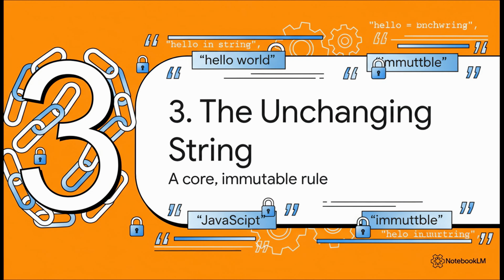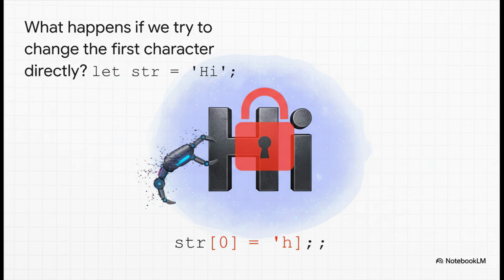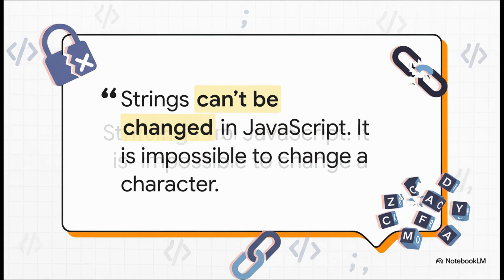Now for one of the most important concepts about strings in JavaScript. This is something that confuses a lot of people when they're starting out. Strings are what we call immutable. So your first thought might be, okay, I'll just access a character by its index and assign it a new value, right? Here you're trying to change the uppercase H in high to a lowercase h. Seems simple enough. But it just fails, silently. You don't even get an error message, it just doesn't work. This is immutability in action. You cannot alter a string once it has been created.